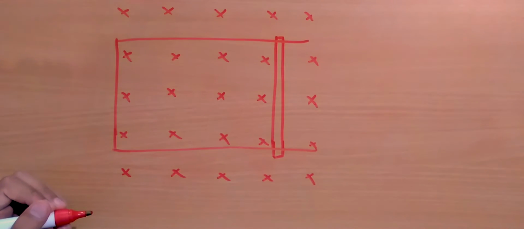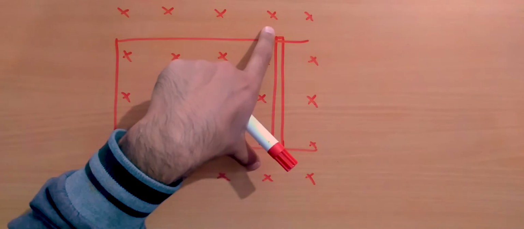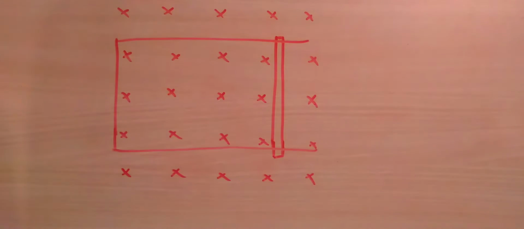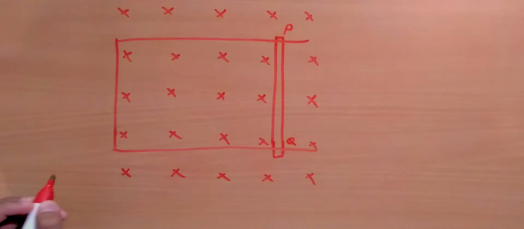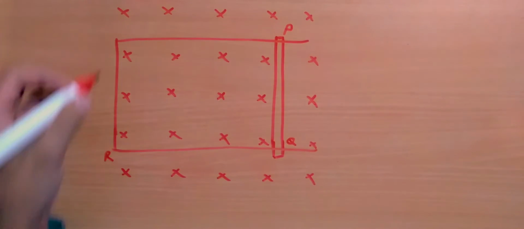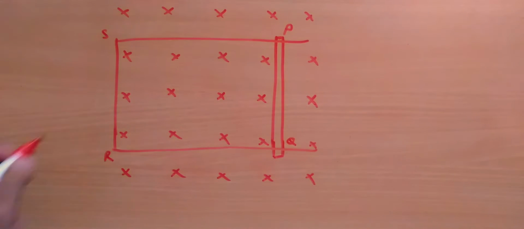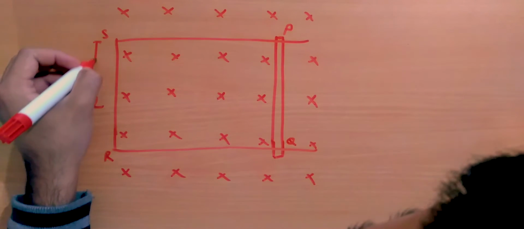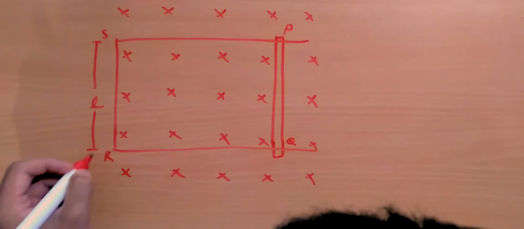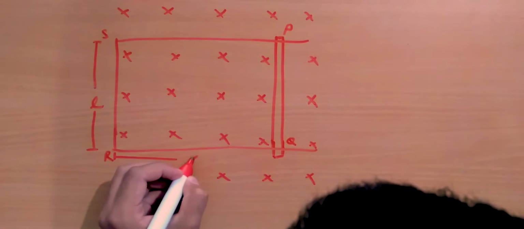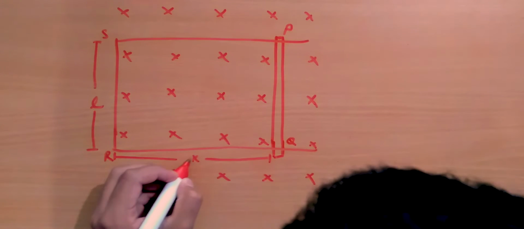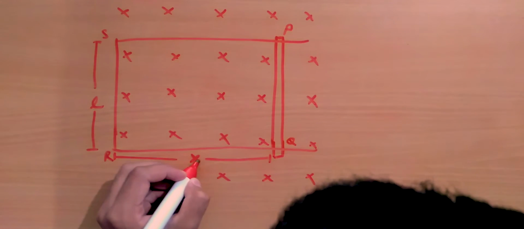Now let me name the points here. Let me name them as the book does, PQRS, and they've called this length L. Just to be uniform, I'll also use the same symbols, and this distance is called X. This is X, this is not the magnetic field, this is X, right?